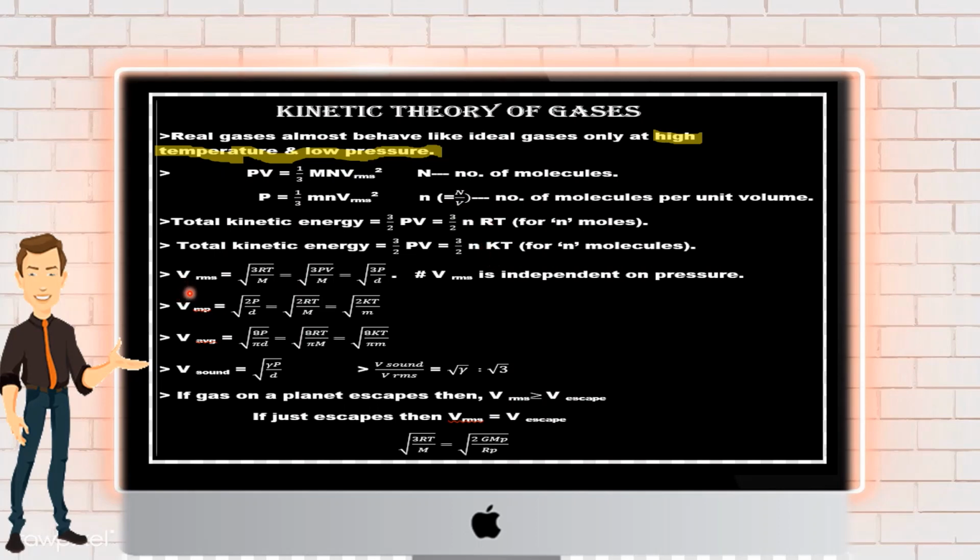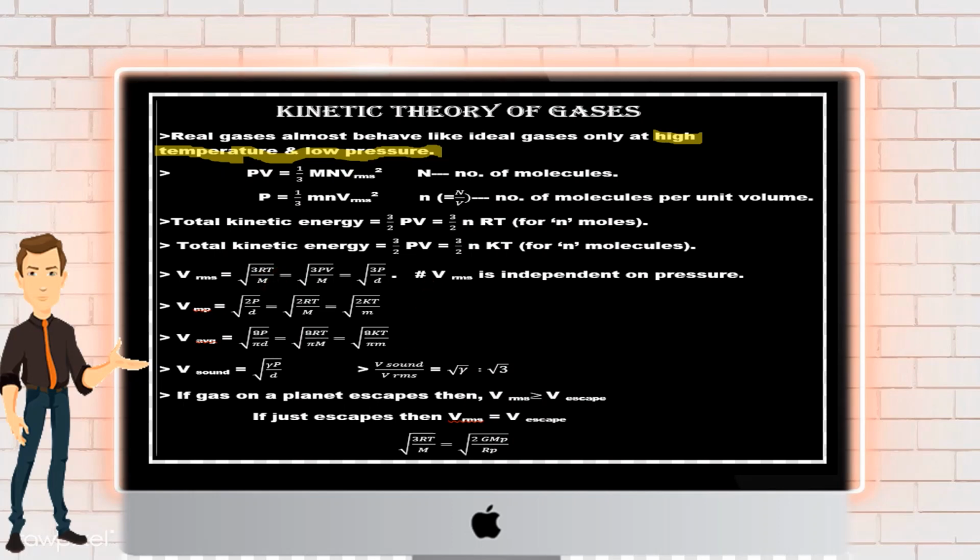Coming to next, RMS velocity. We all know the definition, so it's unnecessary to discuss all those in rapid revision. Just remember the formulas. That's important. RMS velocity equals root over 3RT by M, or root over 3PV by M, or root over 3P by D. Here D refers to density. R is the universal gas constant, T is the temperature, M is the molecular weight.